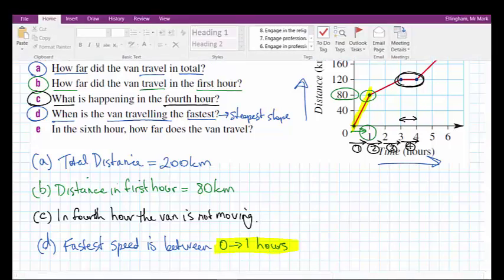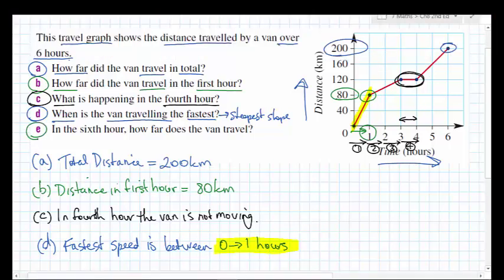Now when we look at E, it asks in the 6th hour, how far does it travel? That was the 4th hour to there. The 5th hour is here, and then the 6th hour is here. It started here in the 6th hour and travelled to here in that amount of time. So it's gone from 120 up to 200 in that 6th hour.